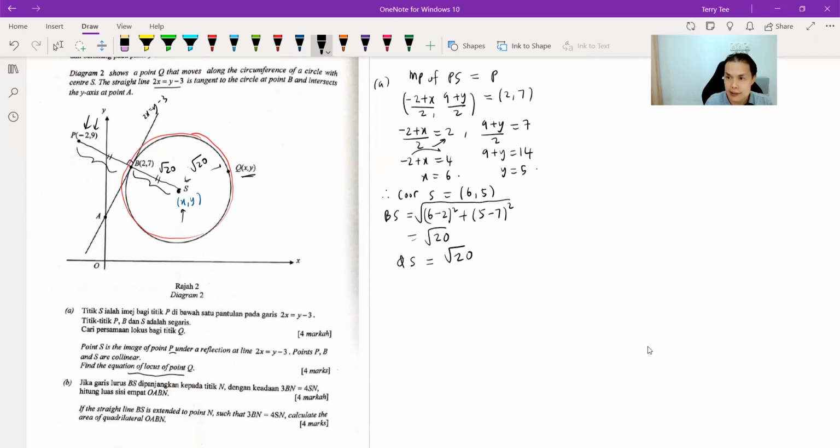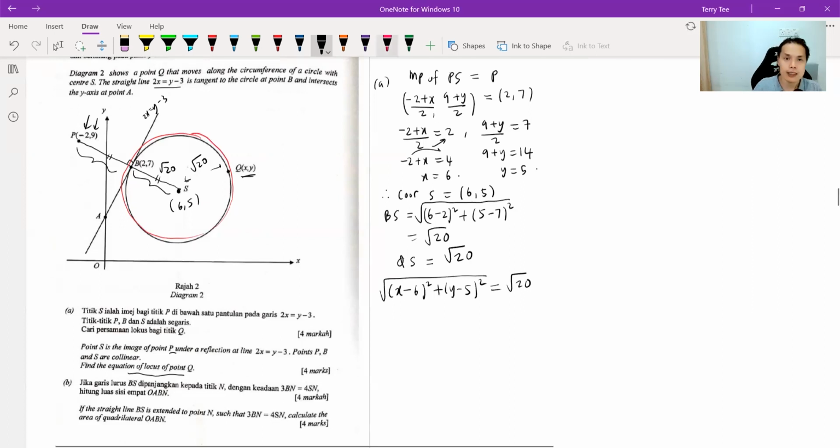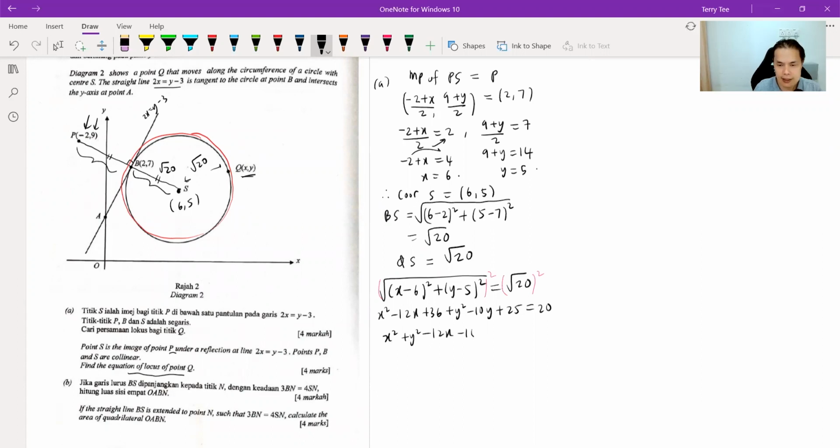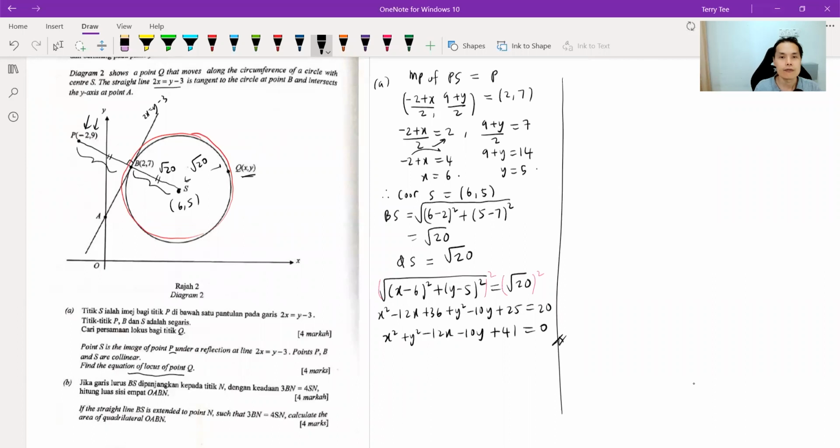Now let's just use the formula for distance. Point Q is (x, y), and we know S is (6, 5). So the square root of (x minus 6) squared plus (y minus 5) squared equals square root 20. I need to square both sides. Let me expand: x squared minus 12x plus 36, y squared minus 10y plus 25, and square root 20 squared is just 20. Adding them up: x squared plus y squared minus 12x minus 10y, plus 36 plus 25 minus 20. If you're not sure, you can always use a calculator. 36 plus 25 minus 20, that's 41. So that is my equation of the locus of Q.